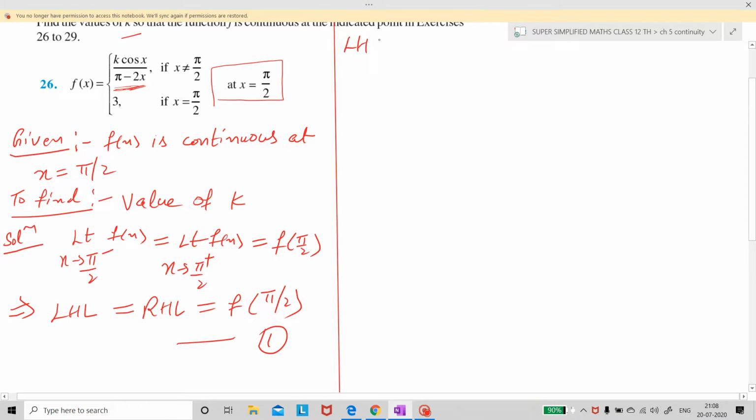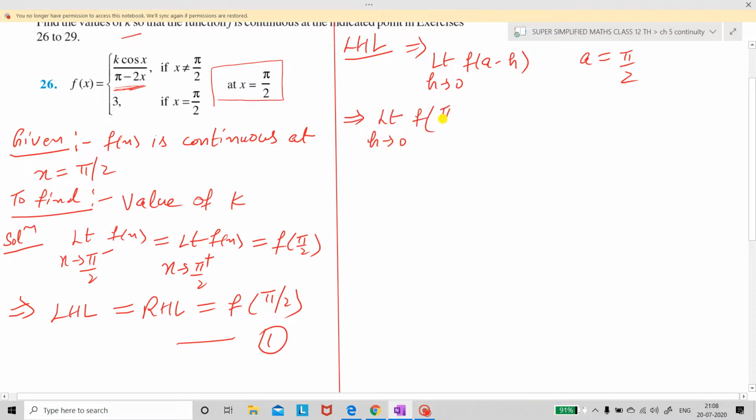What is left hand limit? Left hand limit formula is limit h tends to 0 f of a minus h. Here, since you are checking the continuity at pi by 2, therefore a is pi by 2. So the left hand limit becomes limit h tends to 0 f of pi by 2 minus h. Now the question is, what should be the value of f of pi by 2 minus h?